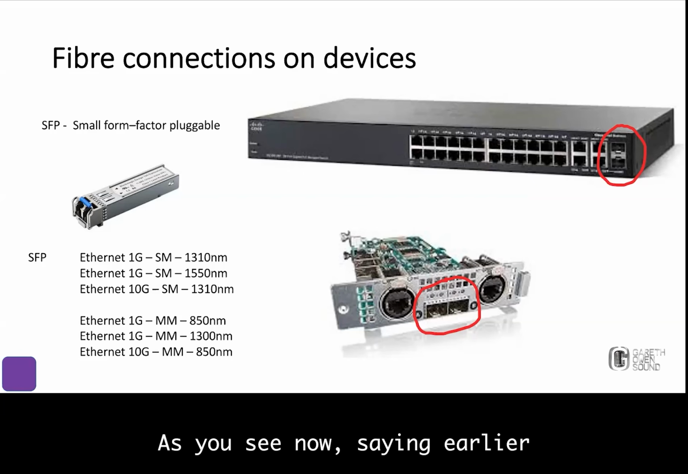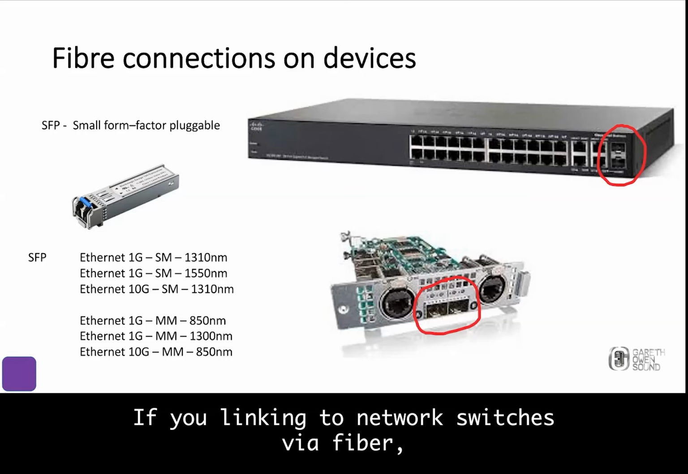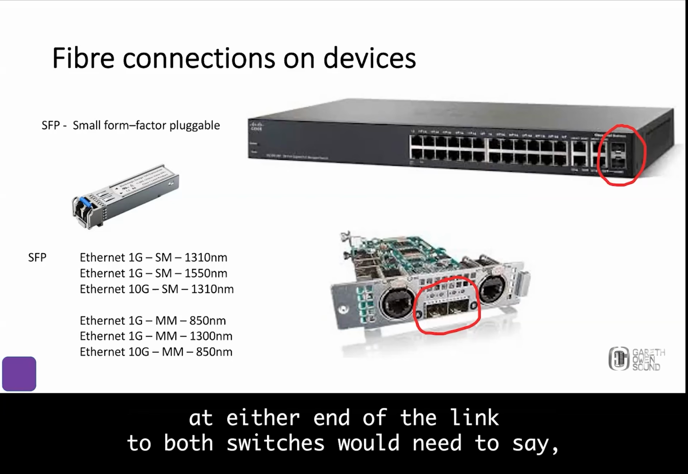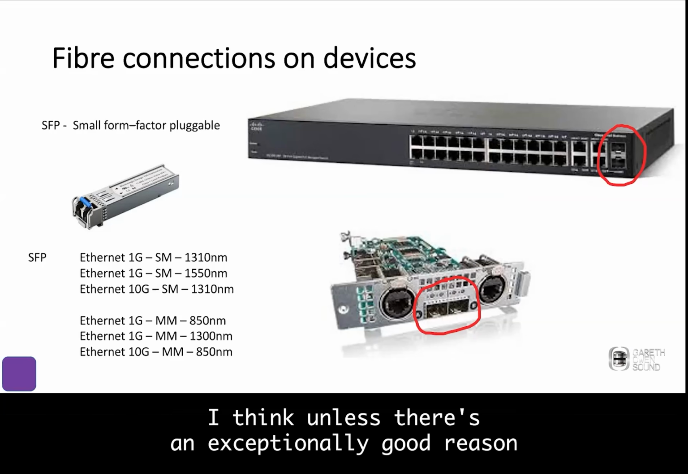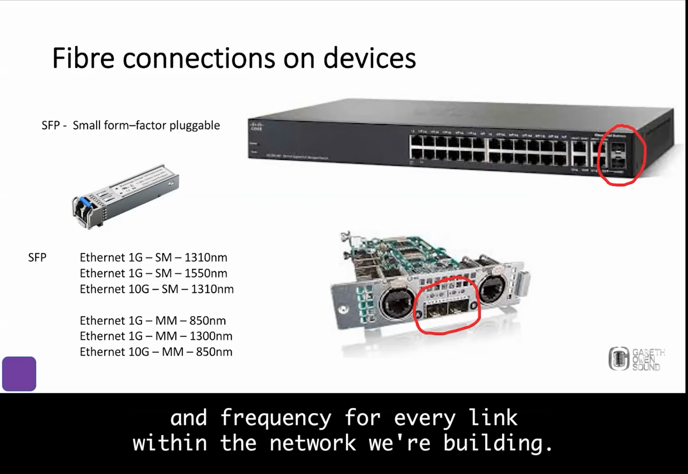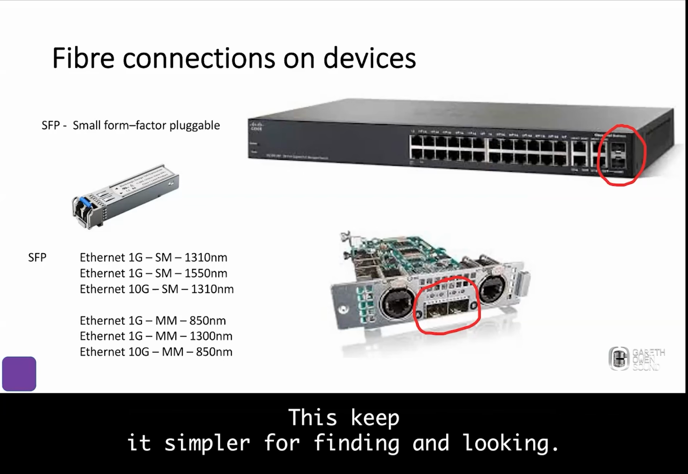Now, in saying earlier that we have to be careful with fiber and frequencies, if you're linking 2 network switches via fiber, you need to put the same speed and the same wavelength of SFP at either end of the link. So both switches would need the same. I think unless there's an exceptionally good reason on our shows, we should always use the same speed and frequency for every link within the network we're building. This keeps it simpler for fault finding.